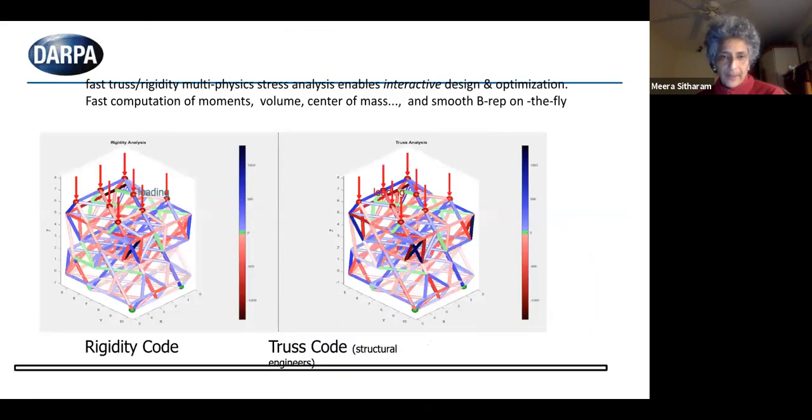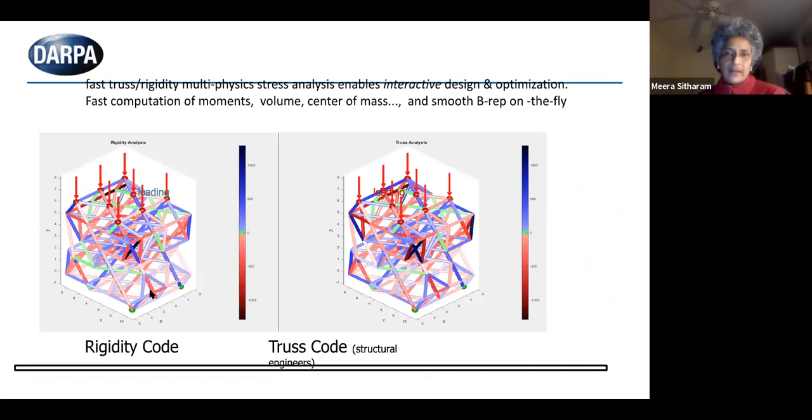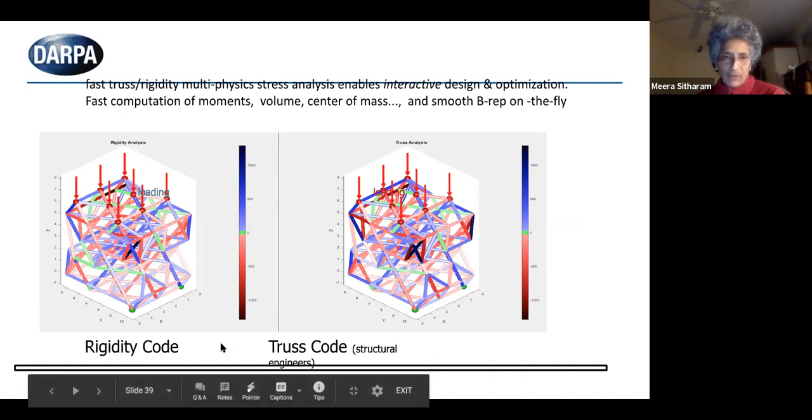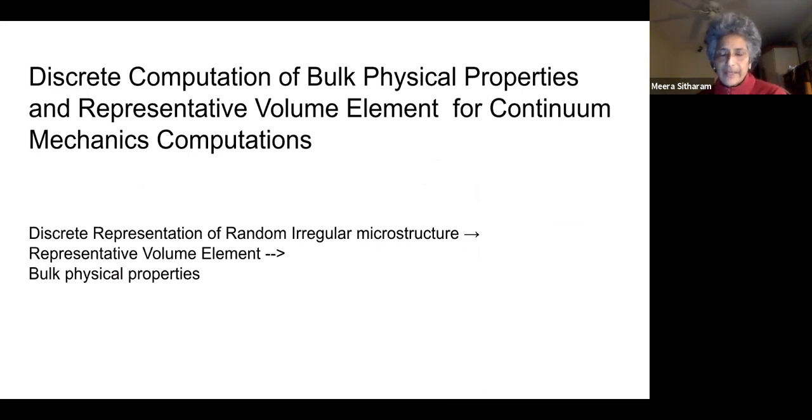Another such comparison used another statically determinate structure, discrete method that structural engineers use, not mechanical engineers. It's called the truss method, and even compared to the truss method, ours ran in about half the time. And of course, the results are almost exactly identical. So we can use the discrete method to compute representative volume for continuum mechanics computation. In other words, it's interoperable with that.